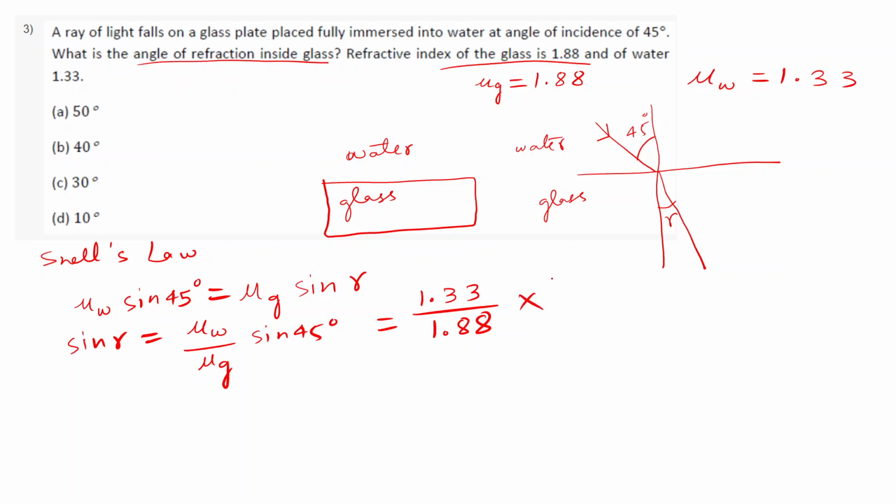Now sine 45 degrees is 0.7071. Then we will calculate all this together. 1.33 multiplied by 0.7071 divided by 1.88. What is 1.33 divided by 1.88?